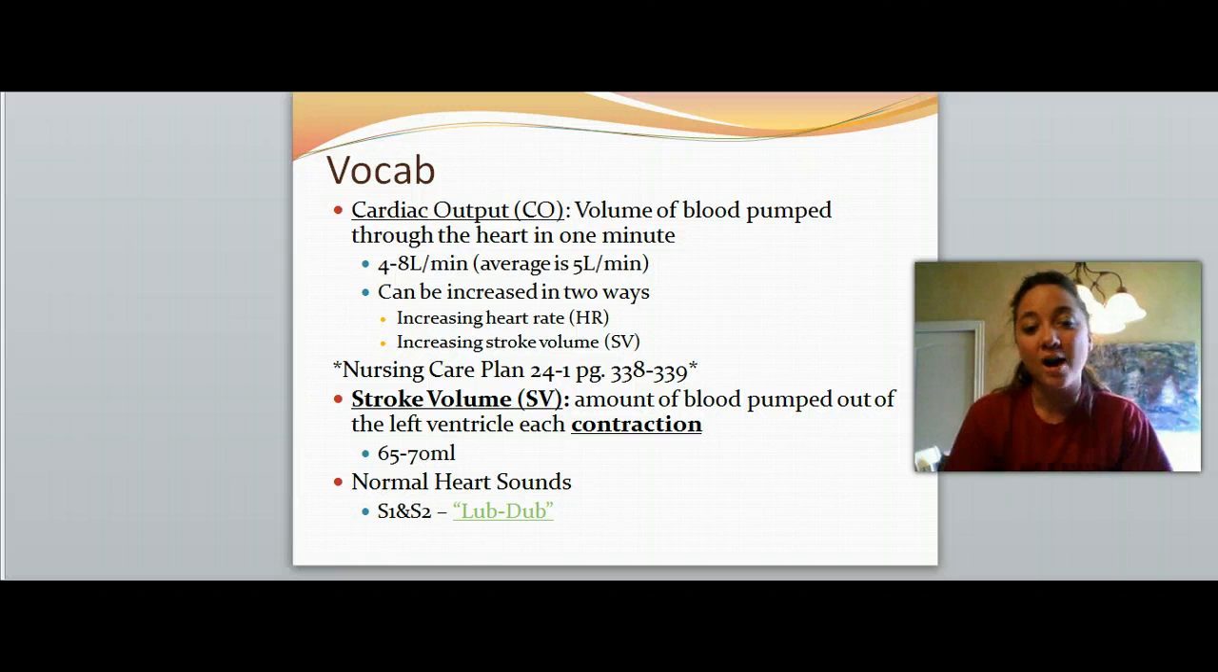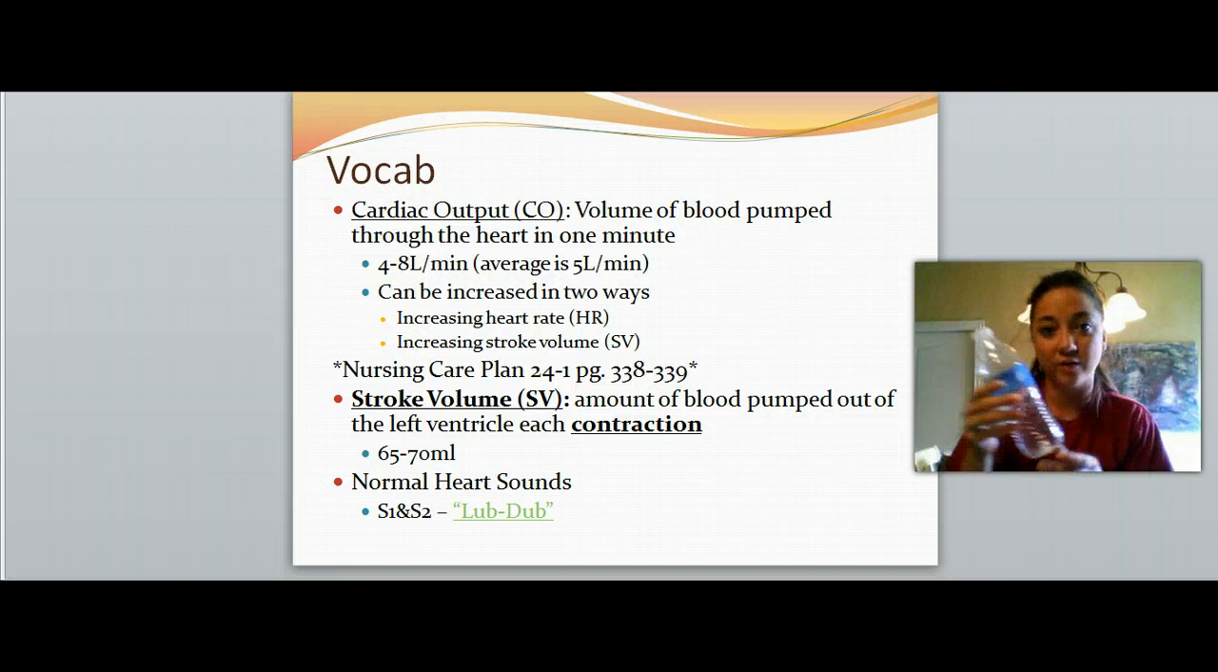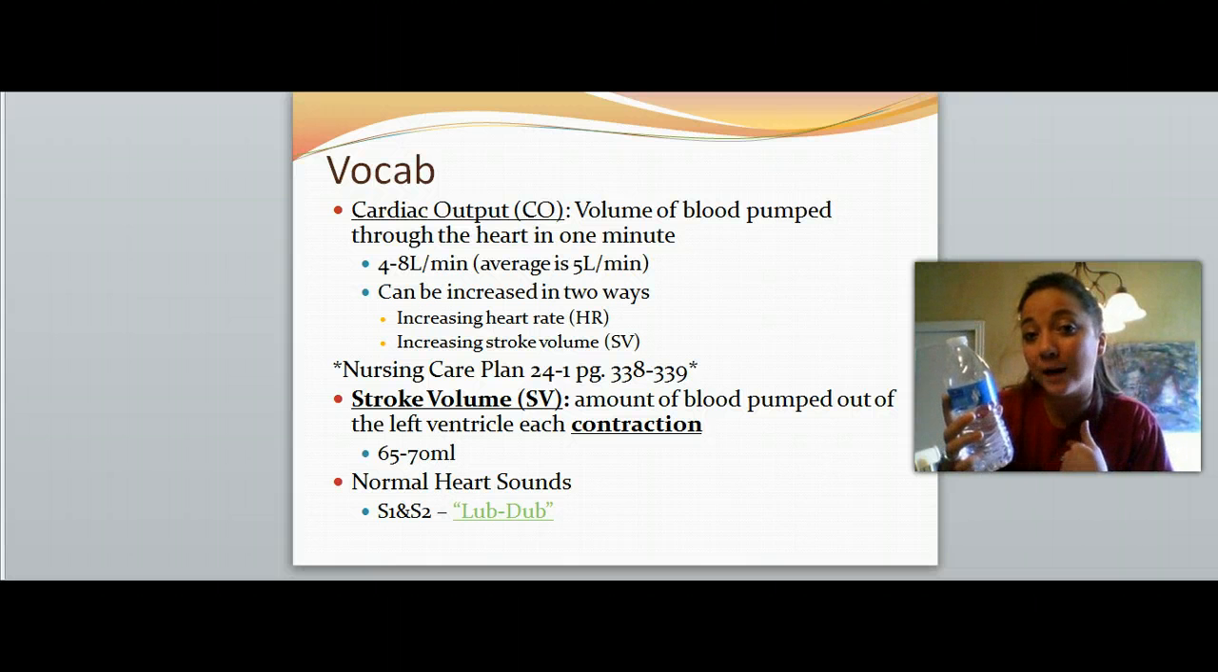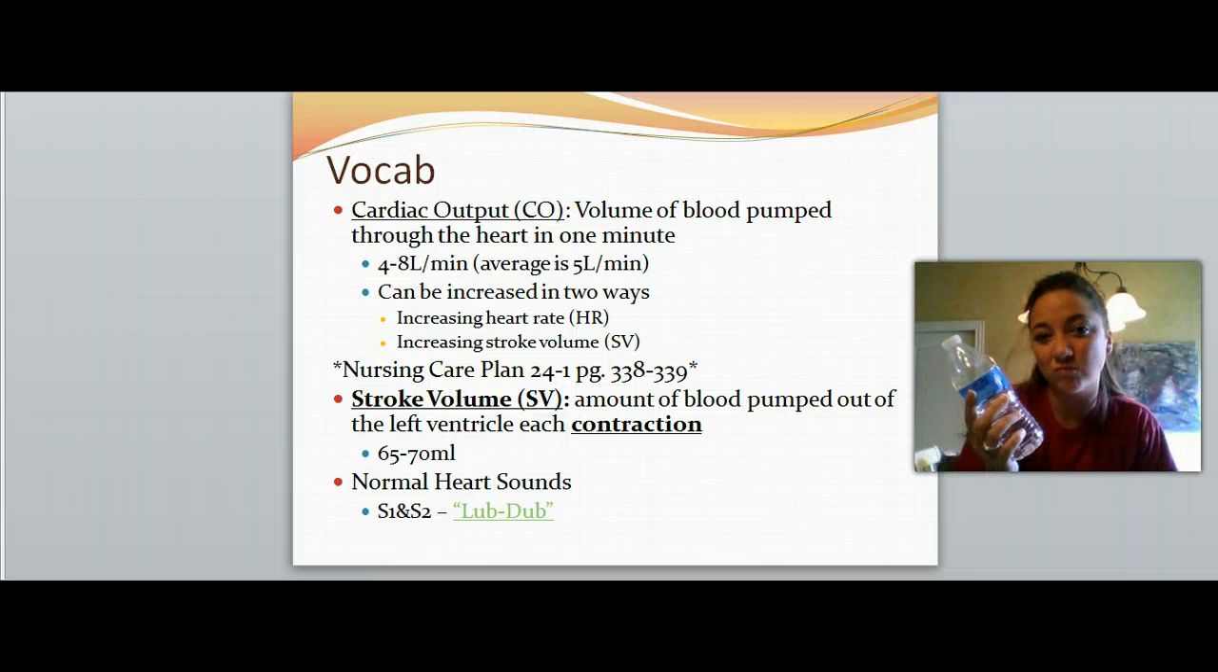Okay, on average, a healthy adult is pumping out 4 to 8 liters of blood every single minute out of the heart. That is a ton. Considering, here, let me show you. This water bottle is only half of a liter. Okay. So every 2 of these is 1 liter. And that means that I, right now, as I'm talking to you, every 1 minute, I am pumping out roughly 8 to 16 of these in a minute. That's crazy, isn't it? I think it's crazy.